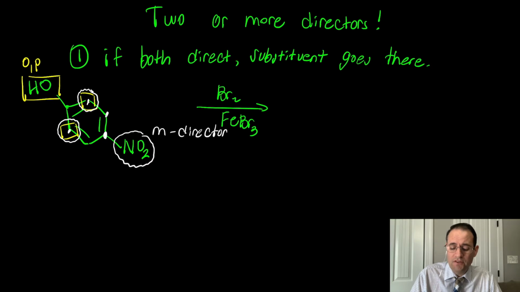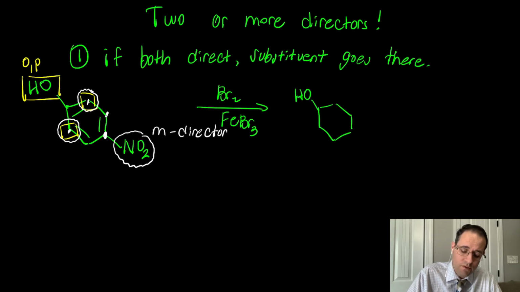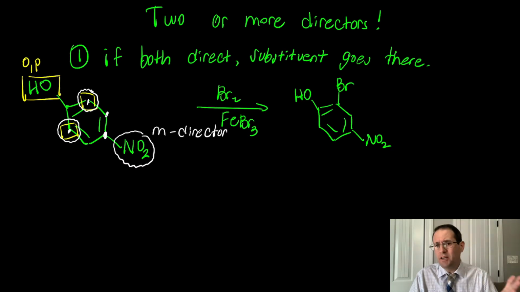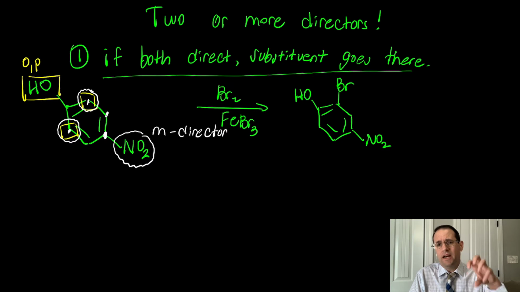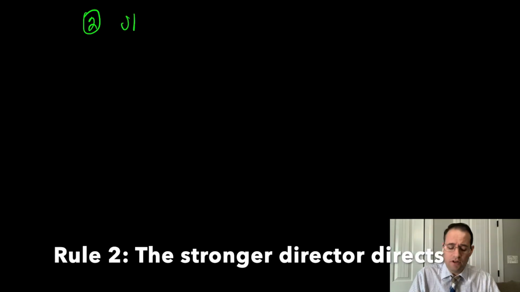So if I treat this with iron tribromide catalyst and stoichiometric amounts of bromine, I'm going to get the product where I have the bromine group introduced ortho to the hydroxyl group and meta to the nitro group. Okay? There might be minor products, but that's predicted to be the major product. Okay? So if both directors direct, the reaction occurs on that carbon. Okay. Rule number 2 is the stronger director wins.